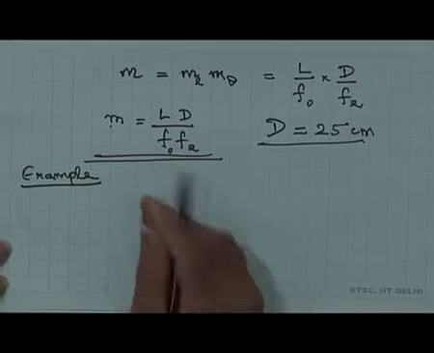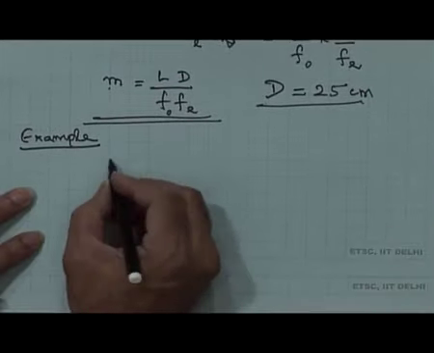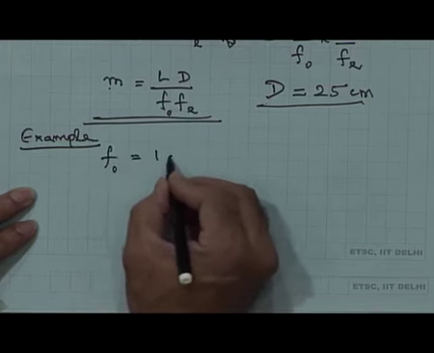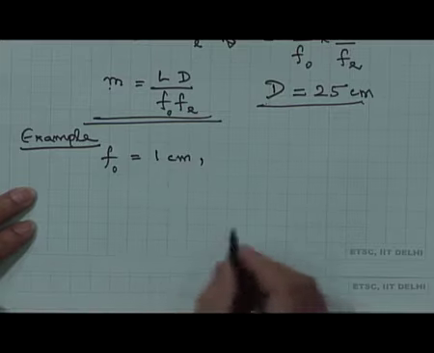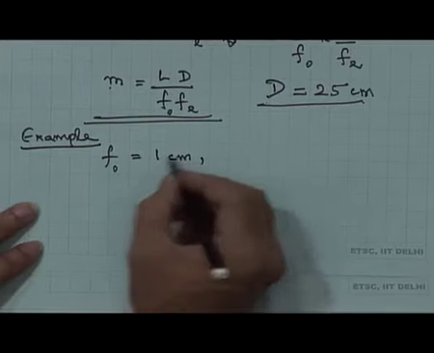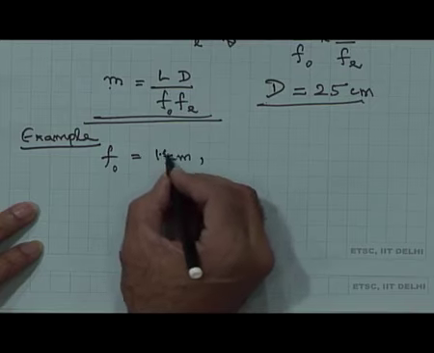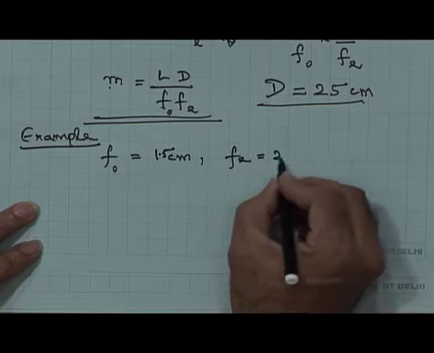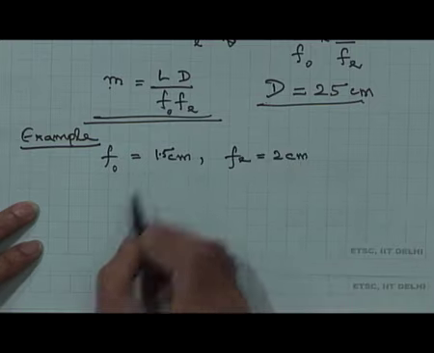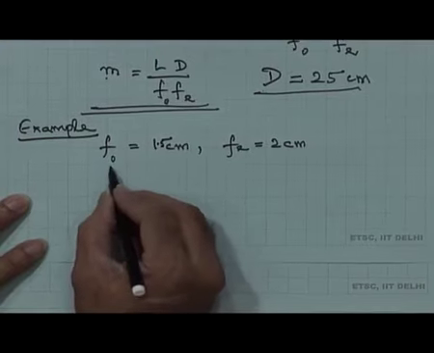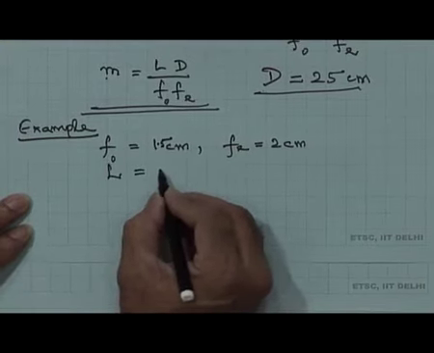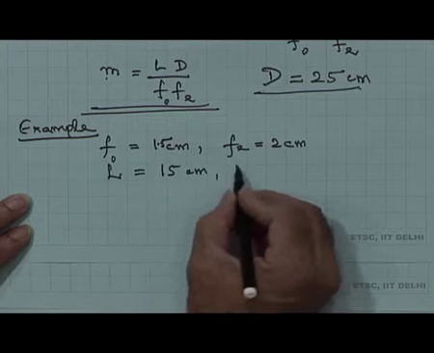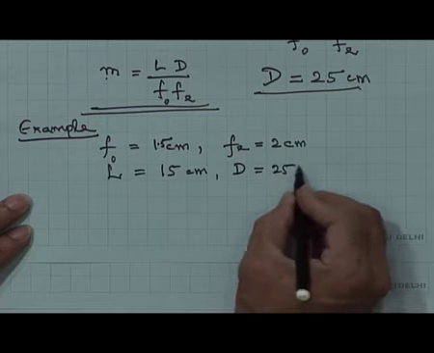But now, let us see in a typical example, if you have an objective f o of focal length equal to 1 centimeter or 1.5 centimeter, let me take 1.5 centimeter, and f e the eyepiece of focal length 2 centimeter. You could also take smaller values. And a tube length L is typically approximately 15 centimeters, and d is of course 25 centimeter.